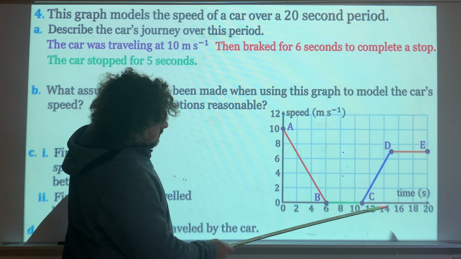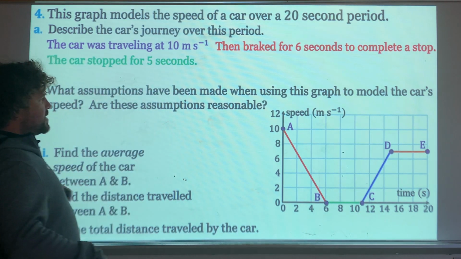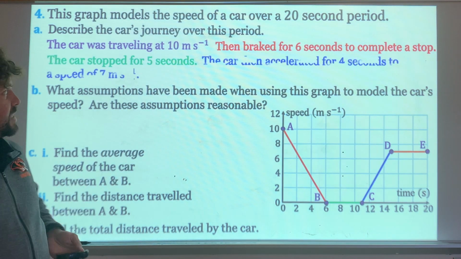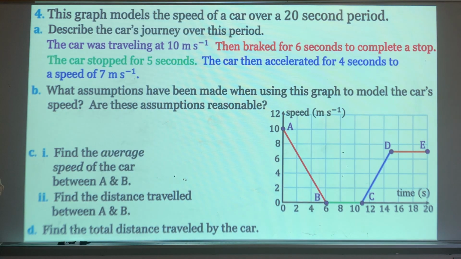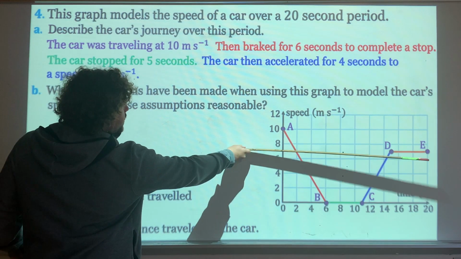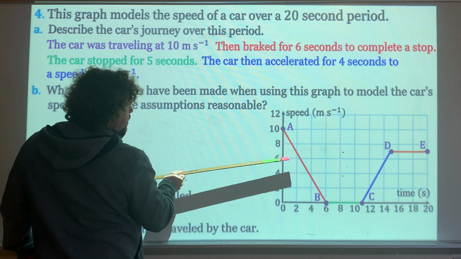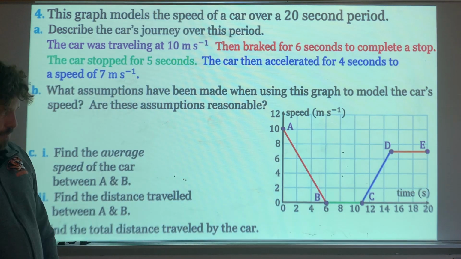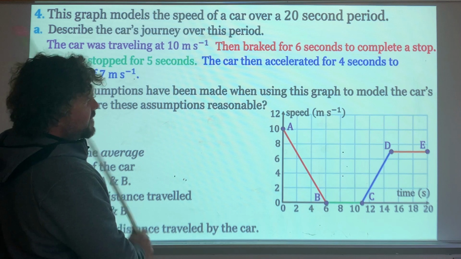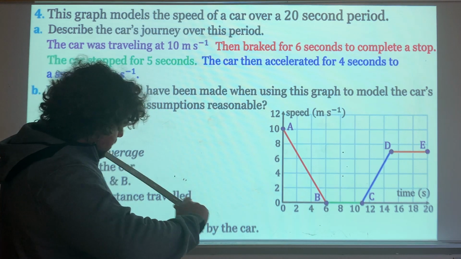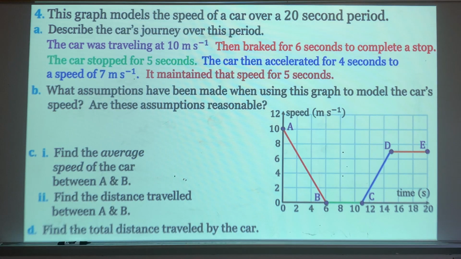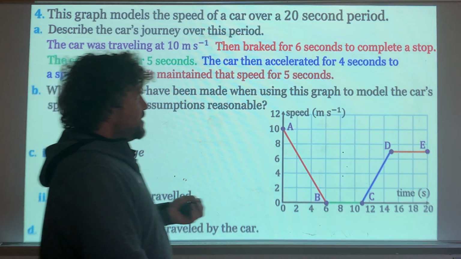Between 11 and 15 seconds. So for the next 4 seconds, he accelerates, right? He accelerates. Oh yeah, 11 to 15, 4 seconds, to a speed of 7 meters per second. And then what does he do for those last 5 seconds? He just goes at a steady rate of 7 meters per second. So he maintains that same 7 meters per second speed for the last 5 seconds.